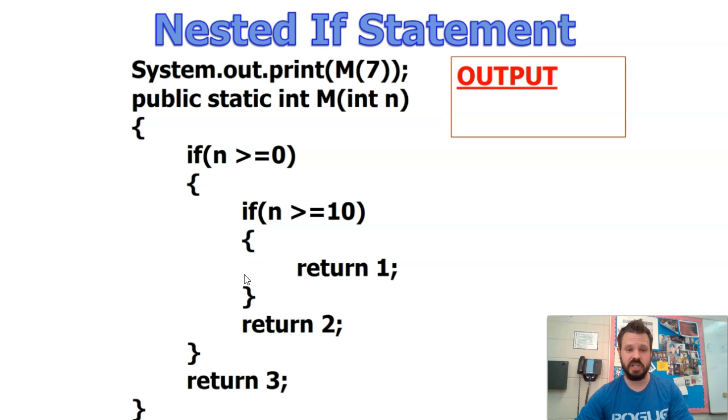Okay, so again, this condition isn't going to run. We'll go straight to this return, which is why it's going to return a 2. Okay, because the first condition ran, but within that condition, the second one didn't run. We got the 2 here.